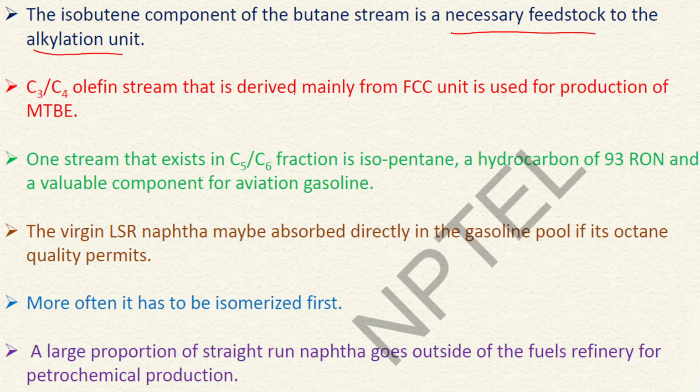The C3C4 olefin stream is derived mainly from the FCC unit. The C3C4 olefin stream is basically the C double bond C, meaning an unsaturated stream, that is the double bond compounds of the C3 and C4 cut, which are mainly derived from the FCC unit, the fluidized catalytic cracking unit. They are used for the preparation of MTBE, which is a very good octane enhancer. Okay.